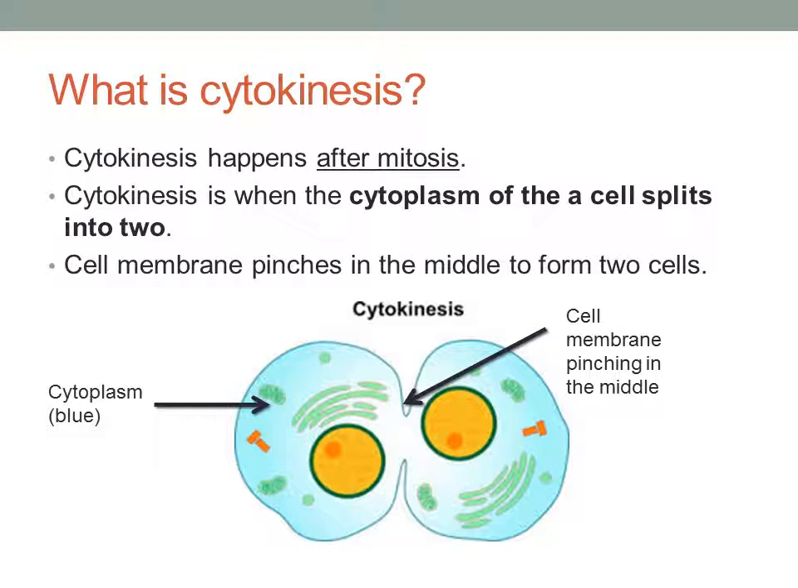Cytokinesis is the next process we're going to talk about. This happens after mitosis. Remember, mitosis is the splitting of nuclei, making 2 nuclei. Cytokinesis is when the cytoplasm of a cell splits into 2. So if you look at the picture on the bottom, all of that blue space is actually the cytoplasm. So we pinch it in the middle to form 2 cells. This is what we call cytokinesis. This pinching forms a cleavage, which allows the cell that was once 1 split into 2.